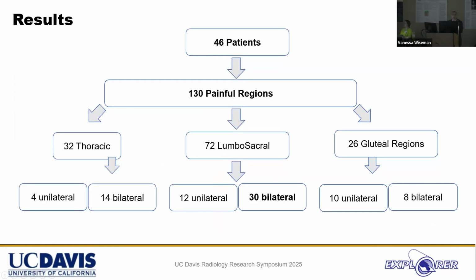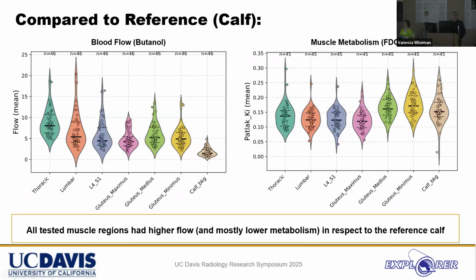And here are our results. This study was concluded with 46 patients, mostly females with a median age of 51. We got a total of 130 painful regions. The majority of them were in the lumbosacral region and bilateral. All the tested regions showed higher blood flow and mostly lower metabolism compared to the reference calf region.